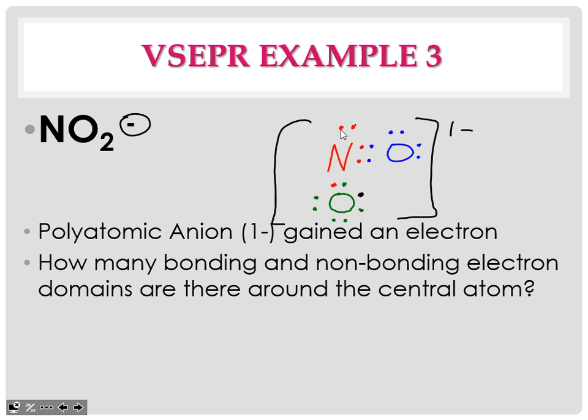It is bent. Now, something to notice. There are 2 bents on there, correct? What's the difference between the 2 bents? One has 1 lone pair and the other one has 2 lone pairs. So there's 2 different types of bent, just to be aware of that.